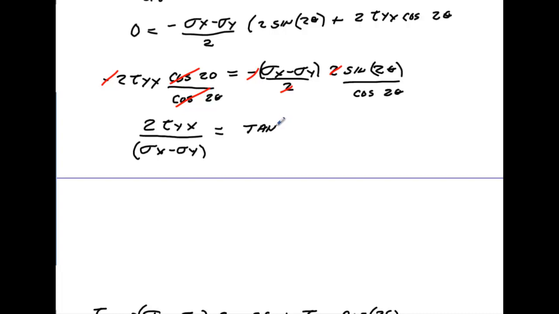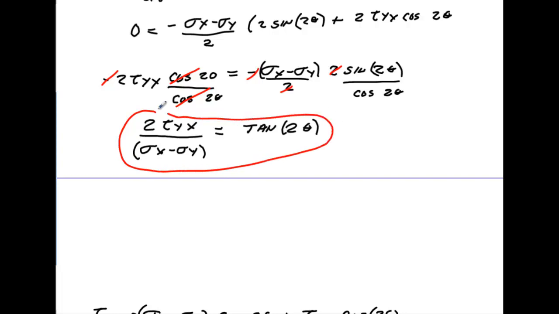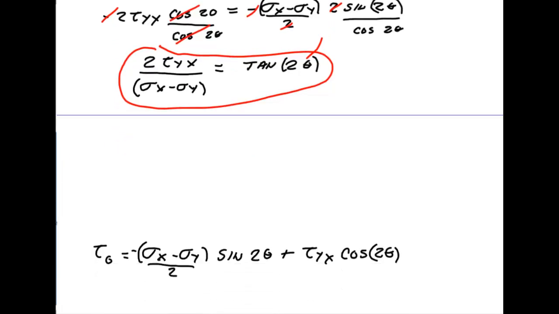Is equal to the tangent of 2 theta. Okay, so now I have an equation here. I can find out what angle I'm going to get the maximum normal stress by solving for this, where the maximum or minimum normal stress is going to occur. Alright, now let's do the second one. Come down to this one.